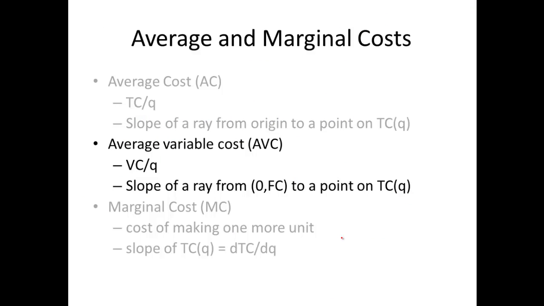Let's define a second cost concept, average variable cost. That's just variable cost per unit of output, or VC over Q. And remember, variable cost was just total cost minus fixed costs. We can depict variable cost in the diagram as the slope of a ray from this point 0, FC, that I'll show you in a second, to any point on the total cost curve.